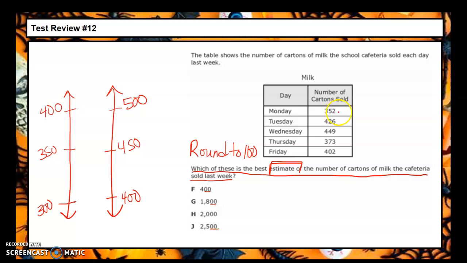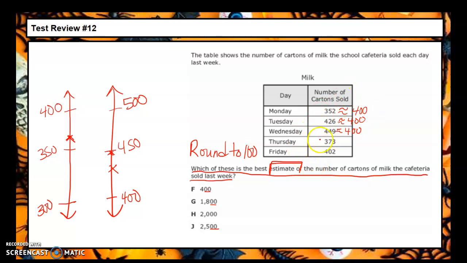So let's plot our first number on the number line, which is 352. Well, 352 would go a little bit above this line, so it's going to round to about 400. Okay, 426 would go below, between the 400 and the 450. So that means it's going to bump down, and we're going to say it's about 400 also. 449, it almost made it to the middle, but it is still below, so it's going to drop down to 400 also. It's all going to round to 400.